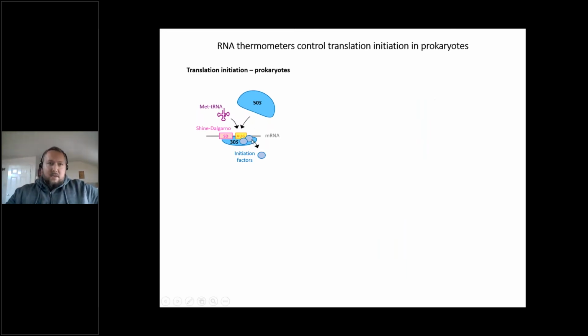So here's a little scheme of translation initiation and how it happens in prokaryotes. Basically, the small ribosomal subunit will recognize the so-called Shine-Dalgarno sequence, which is close to the initiation codon. And then the whole functional ribosome will be assembled. So the tRNA and the large subunit will be assembled into a functional ribosome.